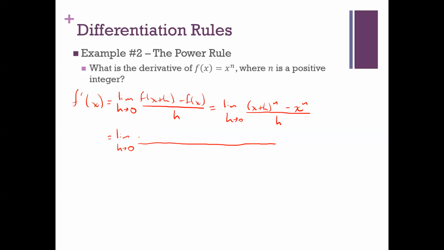So this becomes x to the n plus x to the n minus 1 times h plus x to the n minus 2 times h squared. So basically, metaphorically speaking, you can see these two powers: as one counts down from n to 0, the other one counts up from 0 to n.